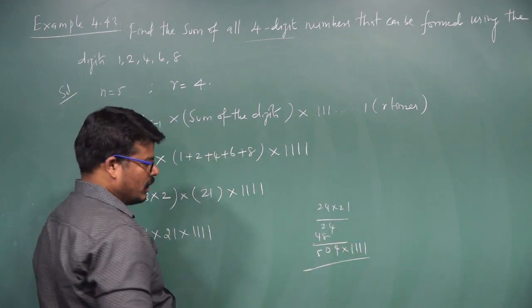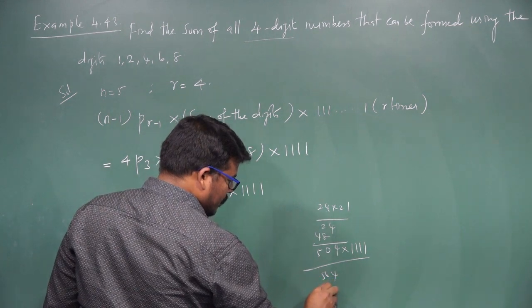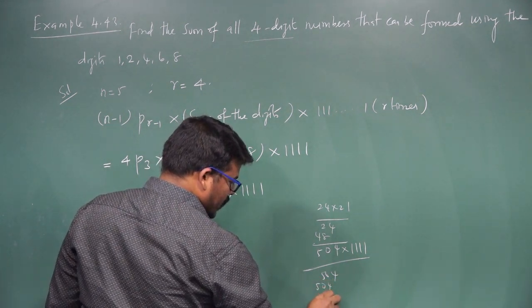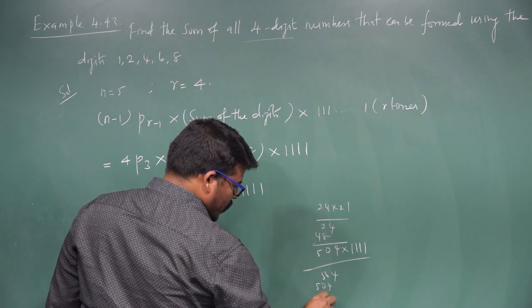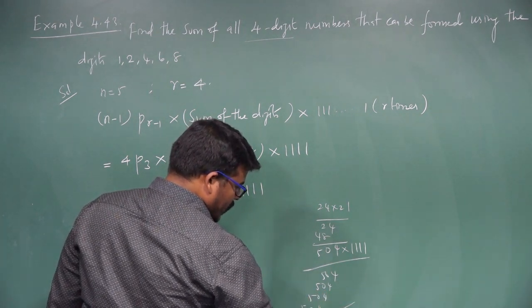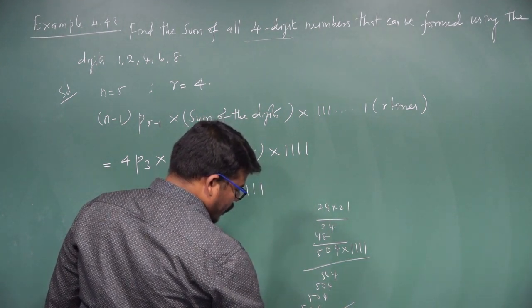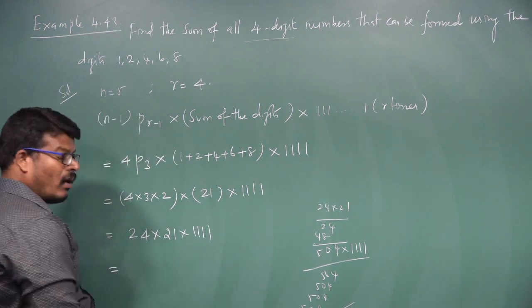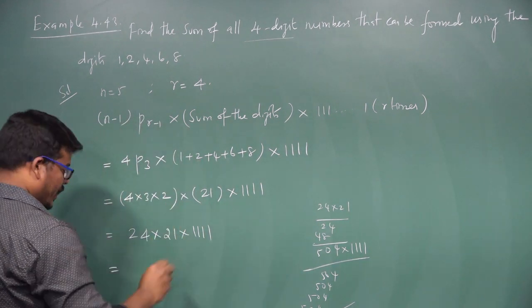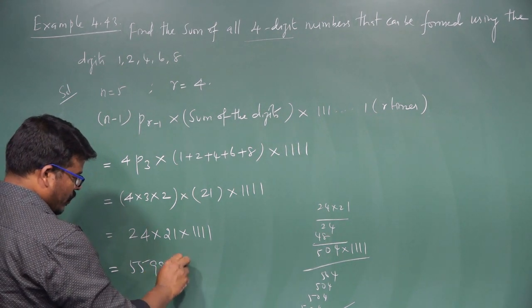It is 4 times 40,405, not 4. So we get 4, 0, 4, 0, 5, and the digits repeat. The sum of all the 4-digit numbers is 5, 5, 9, 9, 4, 4.